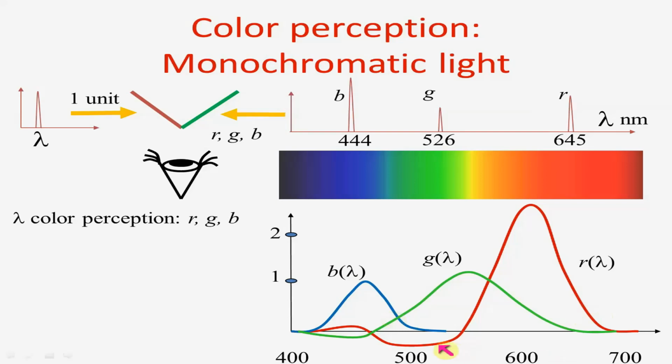Note that the red and to some extent also the green function have negative parts as well, which means that, for example, at 500 nanometers, the monochromatic light can only be matched if some red is added to it. So negative light here means a light that is added to the other side of this matching experiment.